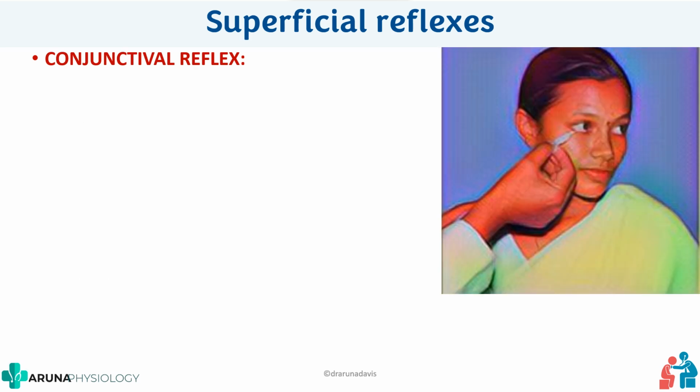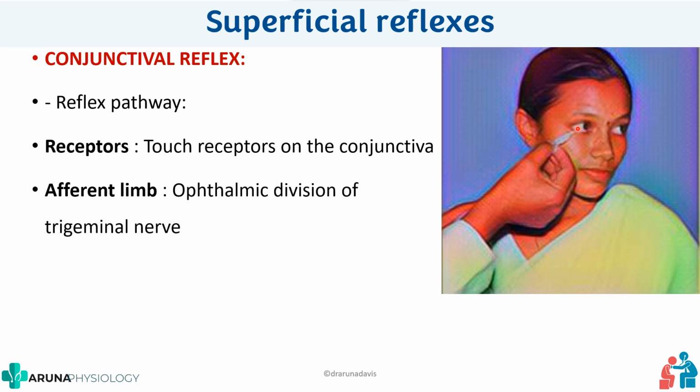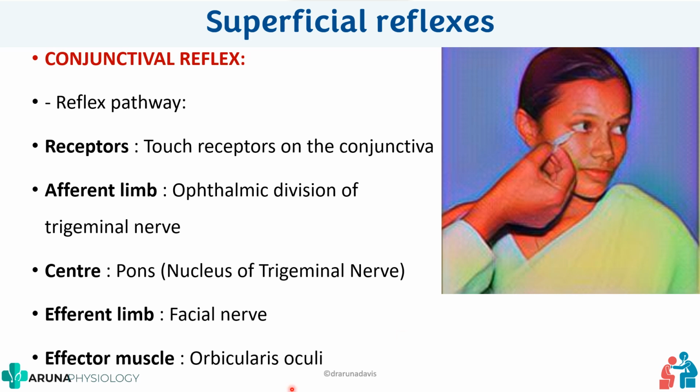So what is the pathway for conjunctival reflex? The receptors are the touch receptors on the conjunctiva. The afferent limb is via the ophthalmic division of the trigeminal nerve. The center is the pons, which is the nucleus of the trigeminal nerve. And the efferent limb is the facial nerve, which causes the contraction of the orbicularis oculi, which in turn causes closure of the eye. So this is the reflex pathway of conjunctival reflex.